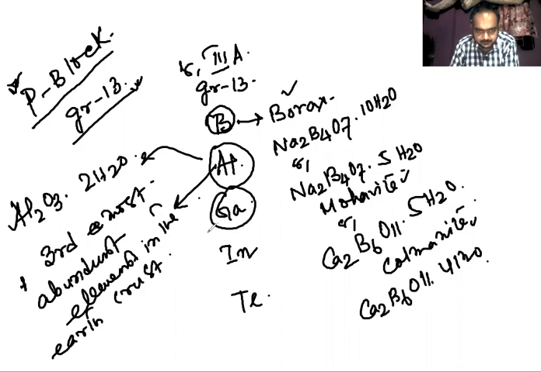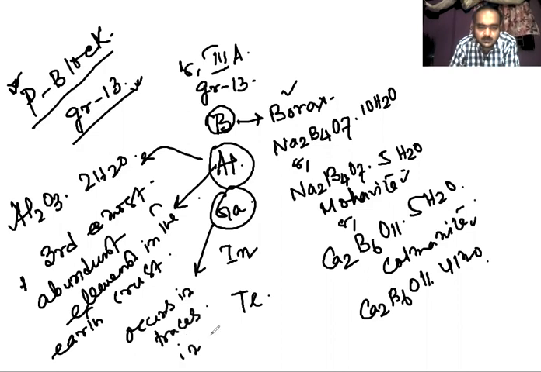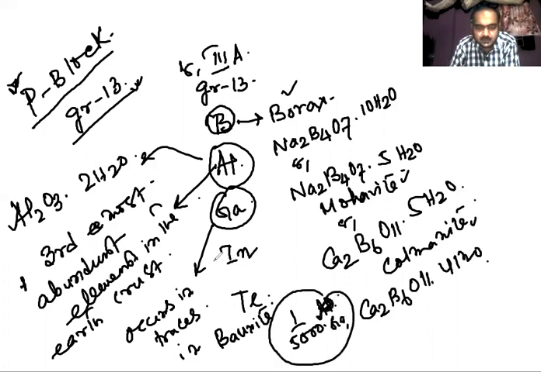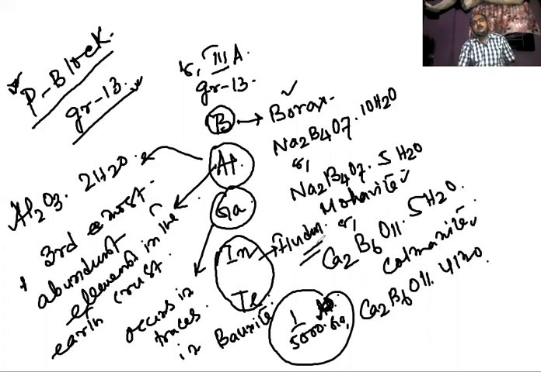Gallium occurs in traces in bauxite. We can find 1 by 5,000 part of gallium in bauxite. Indium and thallium are found in flue dust. Flue dust actually is an industrial waste, and it can contain a variety of elements in it.